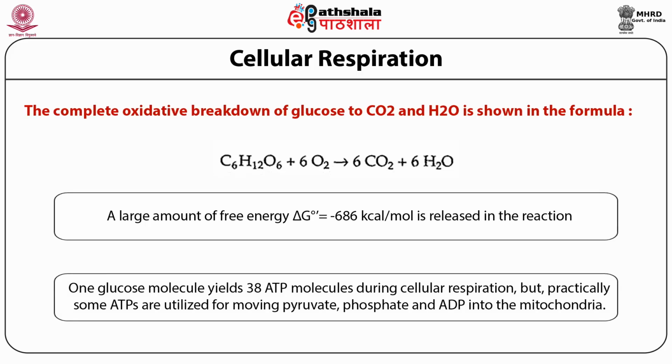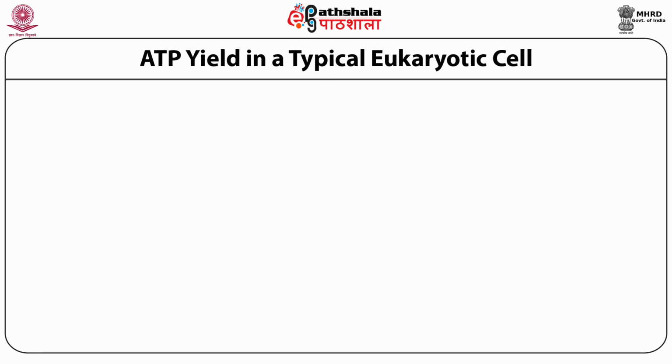Over here, my friends, we haven't accounted for the expenses. So, one glucose molecule gives 38 ATP molecules during cellular respiration. But practically, some ATPs are utilized for moving pyruvates, phosphates and ADP into the mitochondria. That has not been accounted for over here. We need to account for that, and then we will come to the yield of energy from the glucose. On the screen, we are observing the ATP yield in a typical eukaryotic cell.